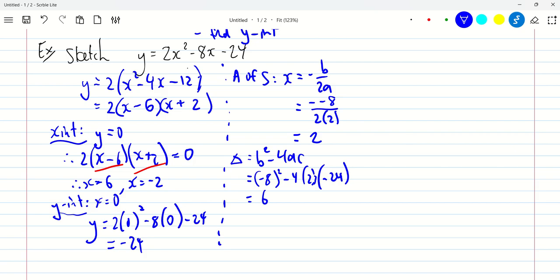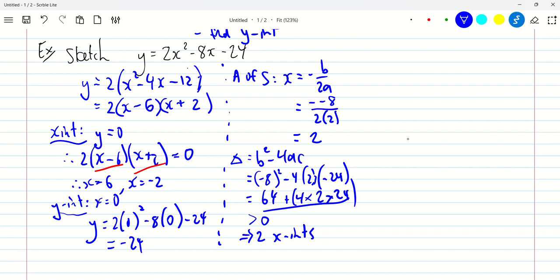Negative 8 squared is 64. And we've got, can't even read my own writing, that's 2. Anyway, it's a negative times a negative, so it's going to be plus 4 times 2 times 24. In other words, that's a massive number. I don't care what it's equal to. It's just we know that it's greater than 0. Therefore, there's going to be 2 x-intercepts, okay? And we already know what our x-intercepts are, but that's just how you would use it. If you weren't able to factorize, you could use the discriminant to go, okay, there's 2 x-intercepts.